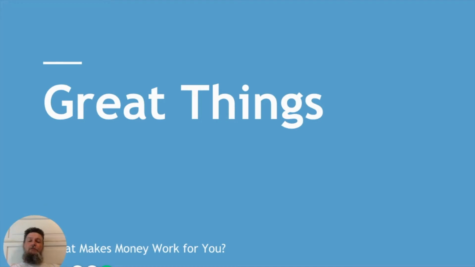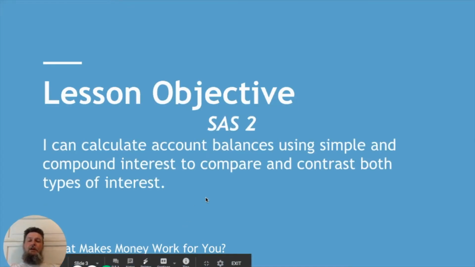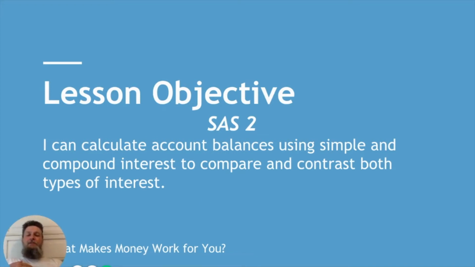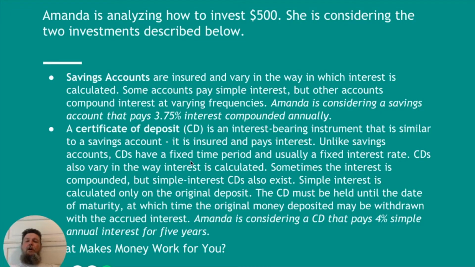Folks, here we go. Let's go on to the lesson. All right. So lesson objective for SAS 2, I can calculate account balances using simple and compound interest to compare and contrast both types of interest. All right. So here is the exact definition of both. But we're talking about Amanda. Amanda's analyzing how to invest $500 she has disposable to her, and she's considering two investments described below.